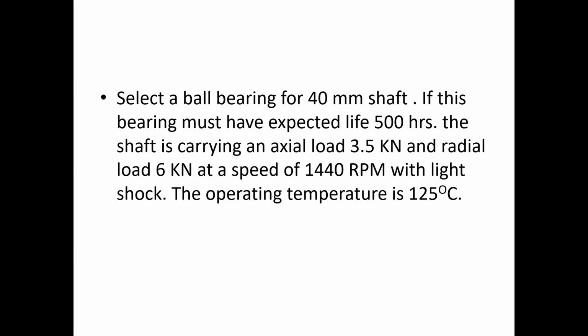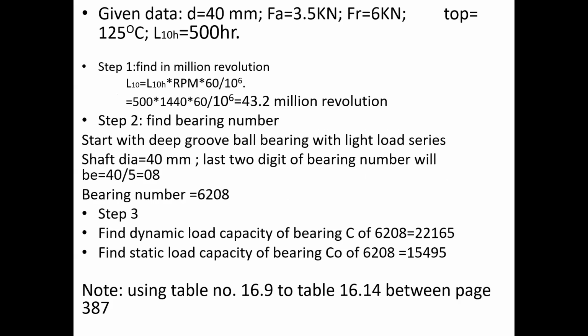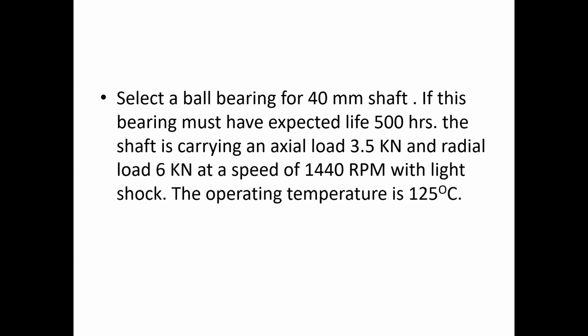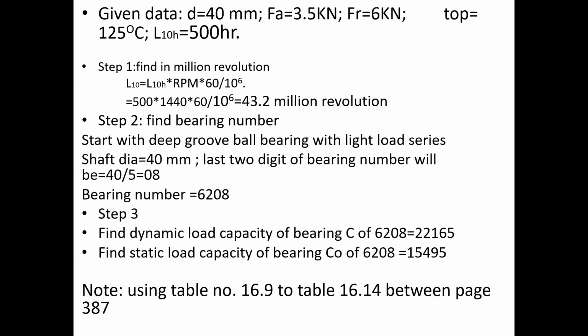Now, first of all, we'll write down the given data. So the given data is diameter is 40, Fa is 3.5, Fr is 6 kilonewton, T operating is 125, and another thing is given, that the RPM of the shaft is 1440, which I have not written down.